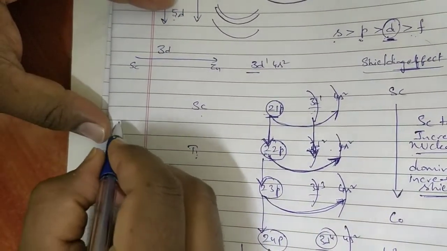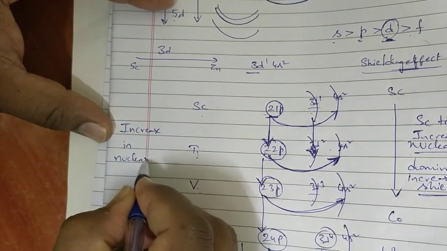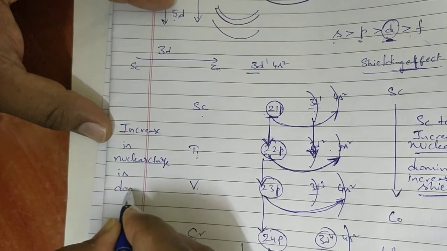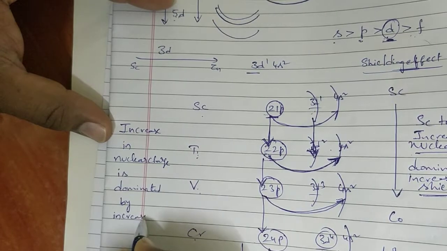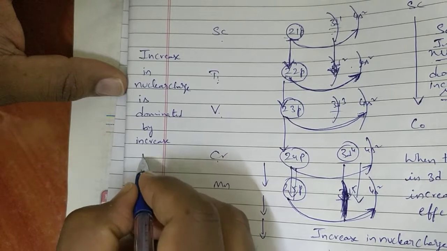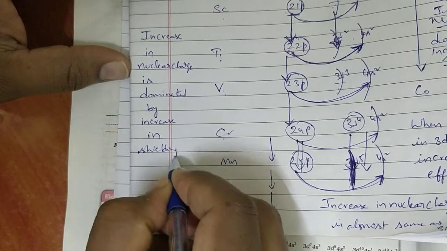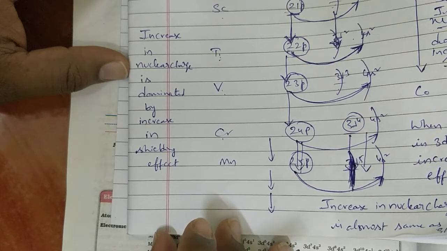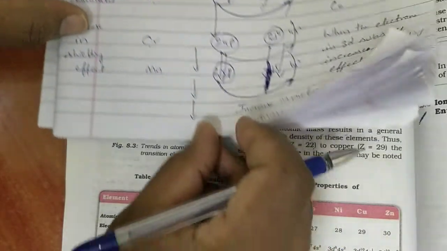The last three elements. Increase in nuclear charge is dominated by increase in shielding effect. Because of that, what will happen when shielding effect is increased?